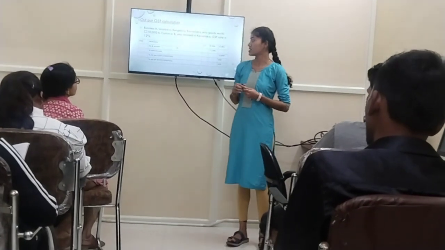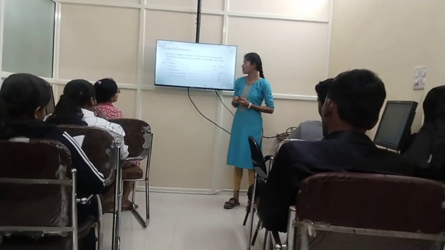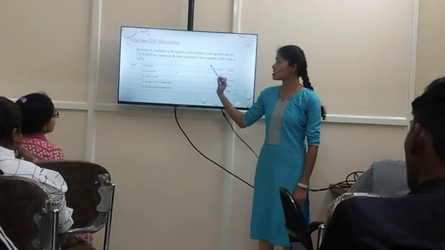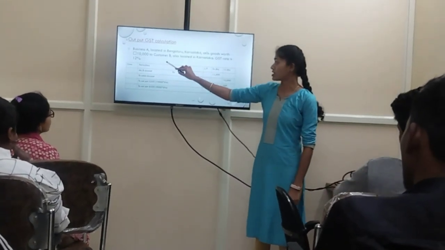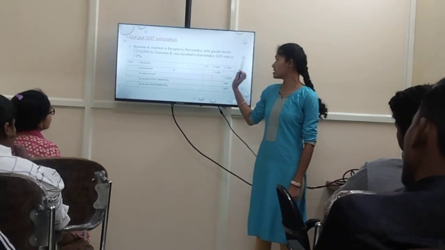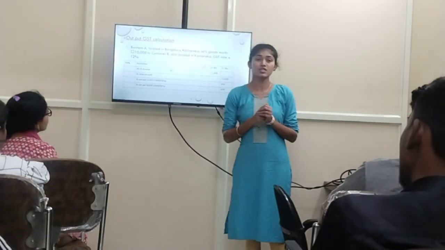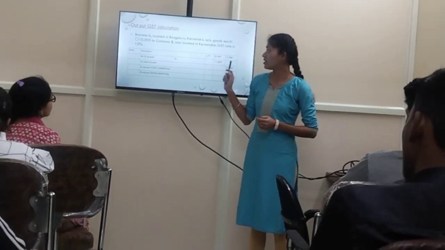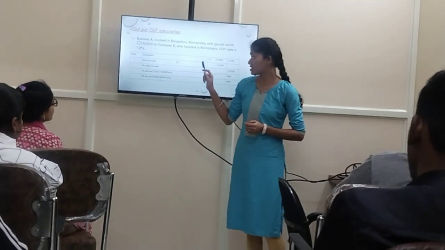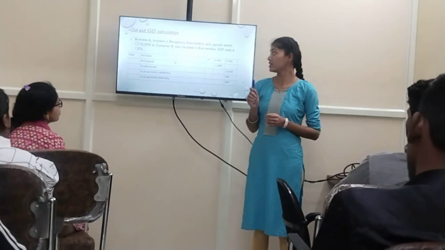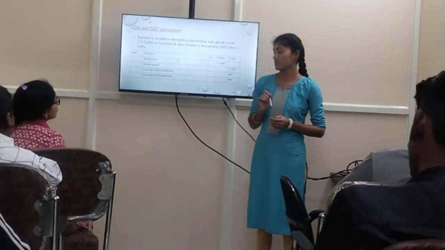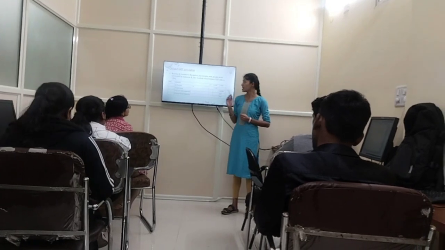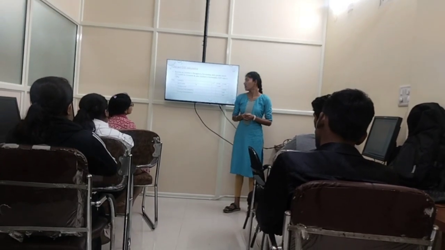Now let's try one example related to the output tax. Business A, located in Bengaluru, Karnataka, sells goods worth rupees 10,000 to customer B, also located in Karnataka. GST rate is 12%. In this question, we have to understand business A and customer B are located in the same state. So we consider this as intrastate supply. In intrastate supply, CGST and SGST will be applied.